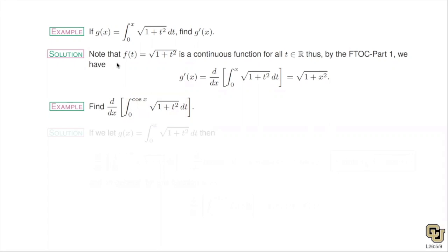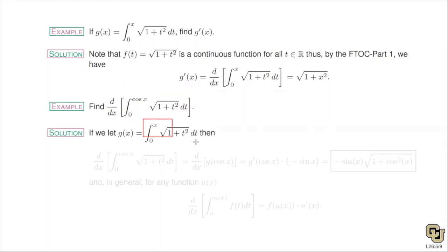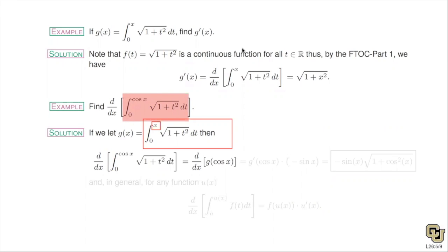So here, I'm going to relate it to the previous example. If I define g of x to be the integral from 0 to x, not cosine x, 0 to x, radical 1 plus t squared dt, then I can write the original problem, the integral from 0 to cosine x of radical 1 plus t squared dt, as a composition. I can write that as g composed with cosine.